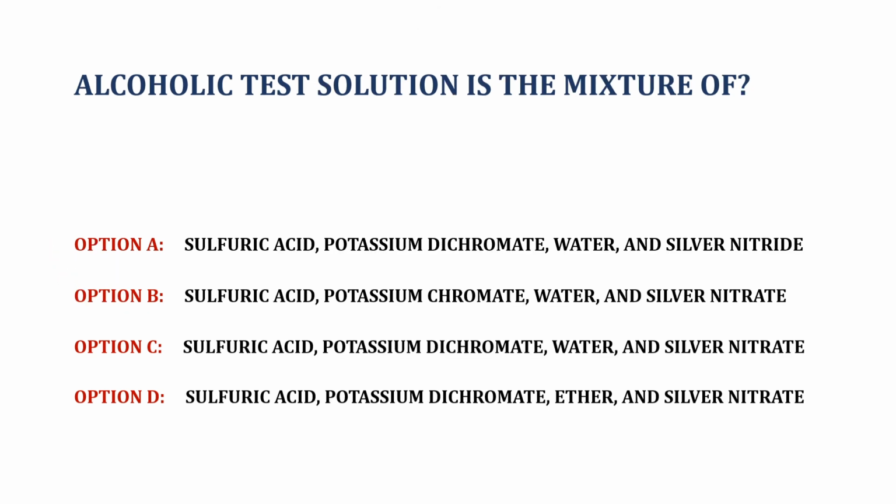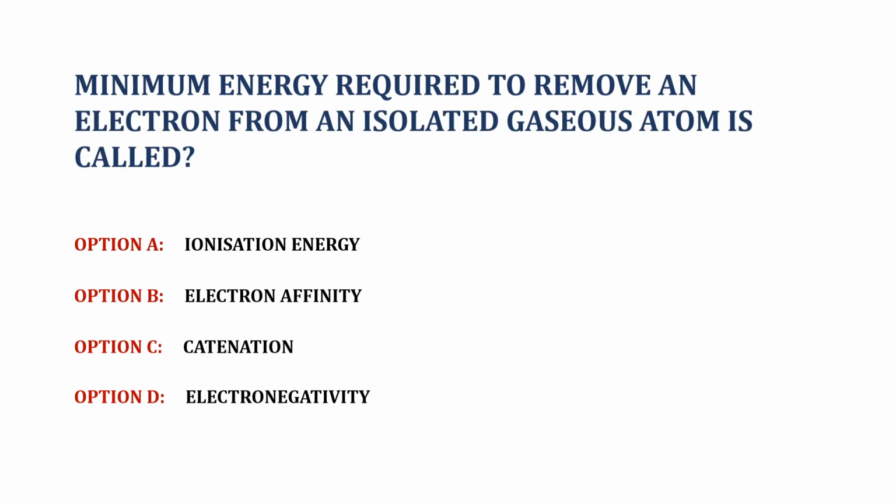Alcoholic test solution is a mixture of? Option C, sulfuric acid, potassium dichromate, water and silver nitrate. Minimum energy required to remove an electron from an isolated gaseous atom is called? Option A, ionization energy.